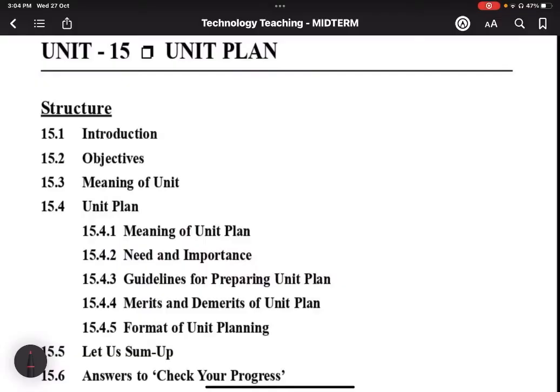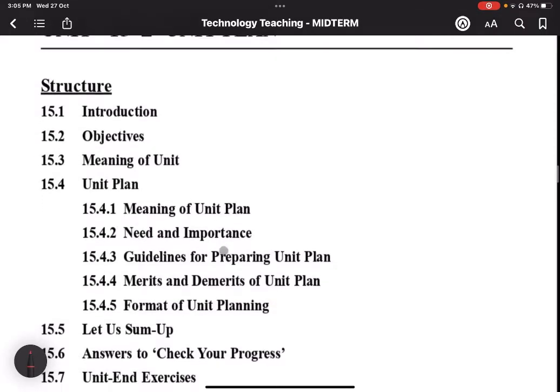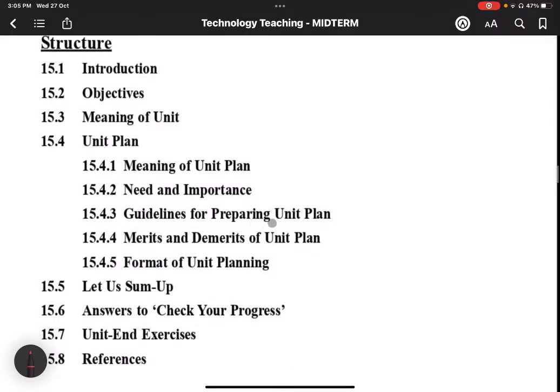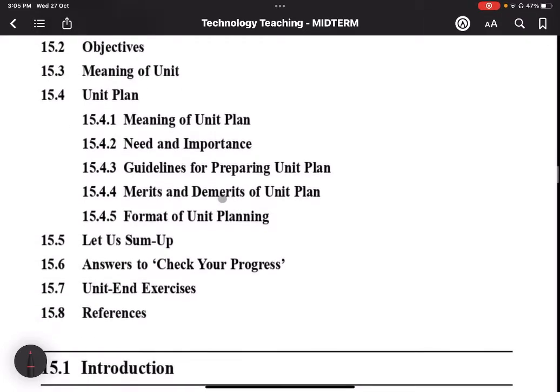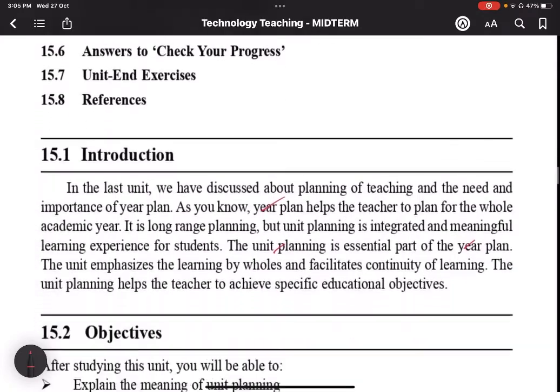Under ng part 2, we have the unit plan, lesson plan, and resource unit. Yun ang ating didiscussing sa lesson na to. No? So we have our introduction, objectives, meaning of unit. We're going to discuss basically the meaning, need and importance, guidelines for preparing unit plan, merits and demerits. Ito yung advantages and disadvantages. Format of unit planning. Okay?